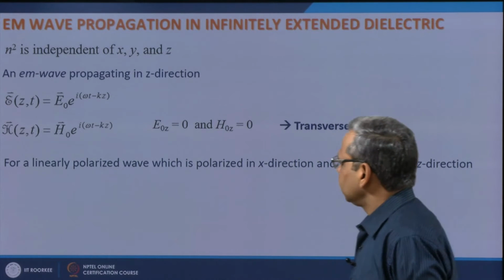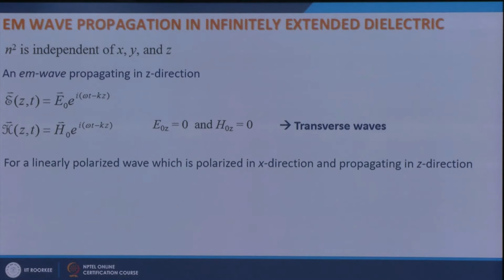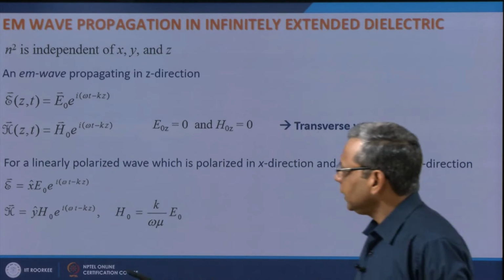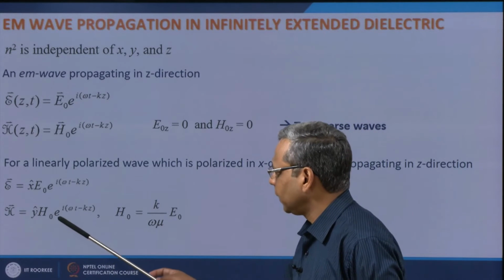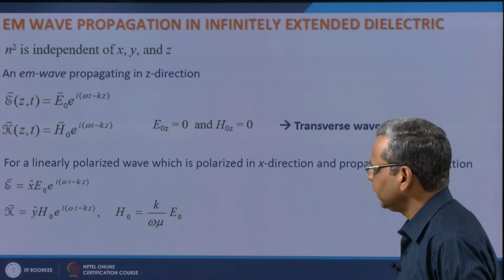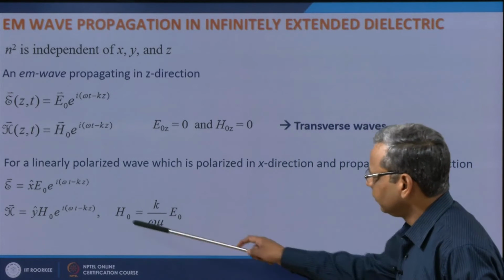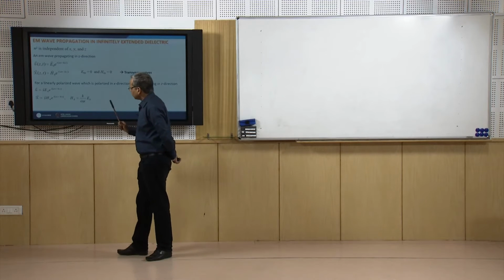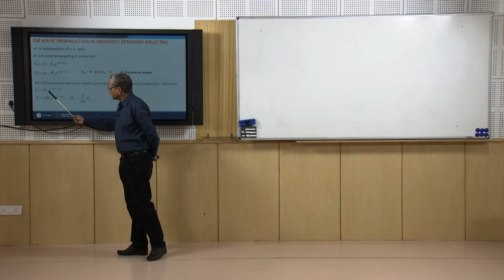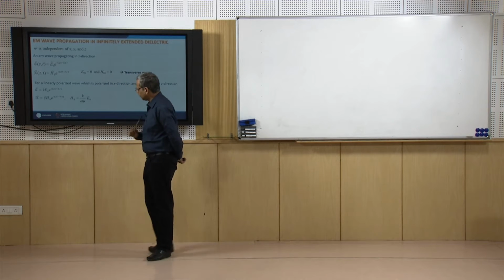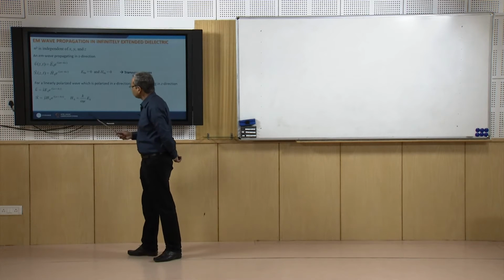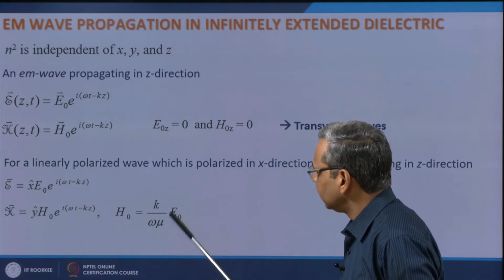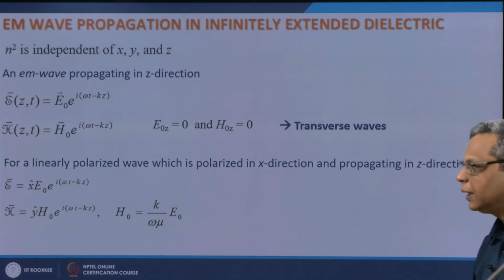For a linearly polarized wave which is polarized in x direction and propagating in z direction, I can write the components as E is equal to x cap E 0 e to the power i(omega t minus k z) and H is equal to y cap H 0 e to the power i(omega t minus k z), where H 0 and E 0 are related by this. So, I see two things. One, you should notice that this E 0 and H 0 are constants. They do not depend upon spatial coordinates, and also that this is purely real. So, H and E are in phase.